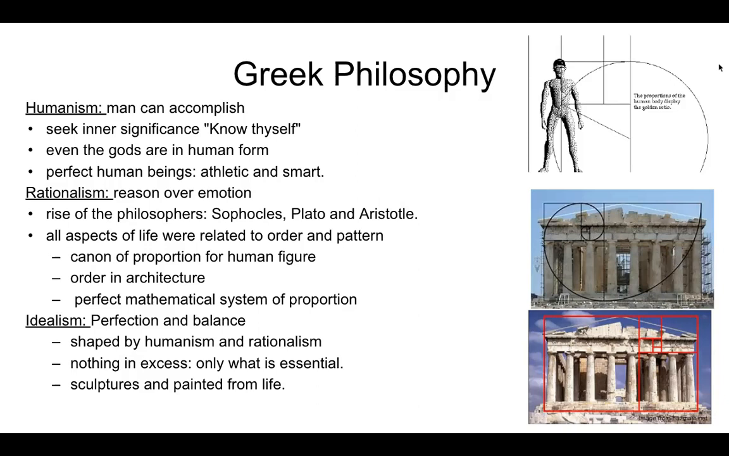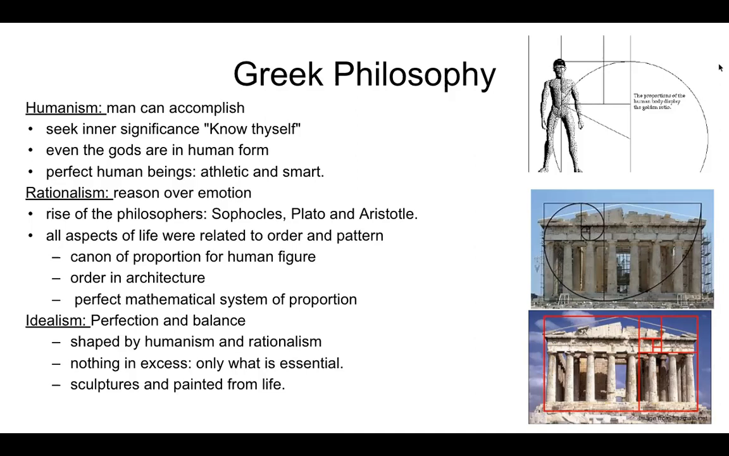Even the gods were in human form, right? We just saw that image of Zeus or Poseidon, right? So gods were in the human form, and the perfect human should be athletic and smart, according to the Greeks, right? Rationalism is that you should have your reason over your emotion. You should think logically rather than feel to decide what you should do, okay?